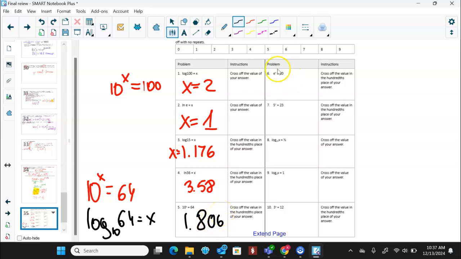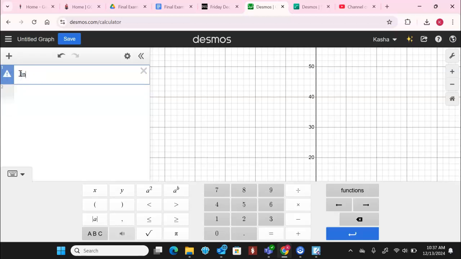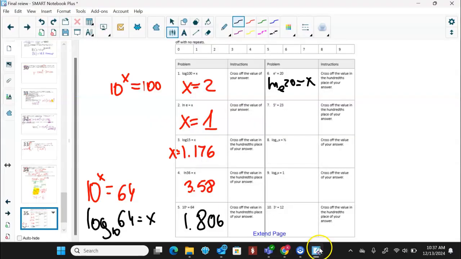All right. Now the same thing for this one. You would turn it into a ln of 20 equals x, with the base e not written. So again, you'll put that into the calculator, and it will be just ln of 20. Okay. You would not use the e. So that's 2.99. All right, next one, again, turn it into a log. Log base, which holds the exponent, is 5, of the number 23 equals x. And you would put that into the calculator, and you would get, for number 7, x equals 1.948.